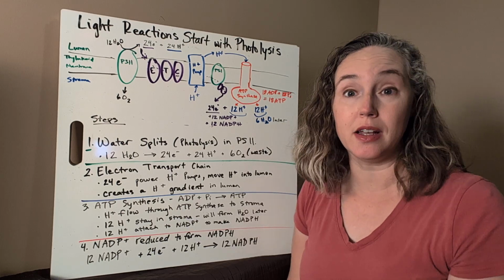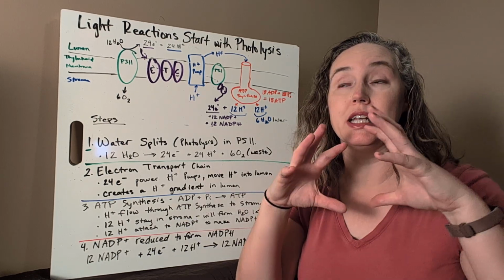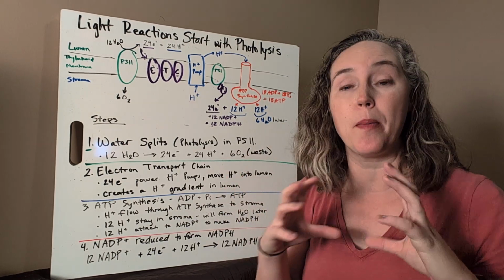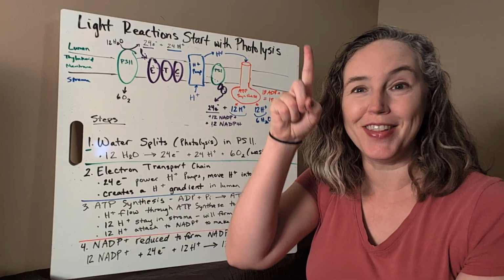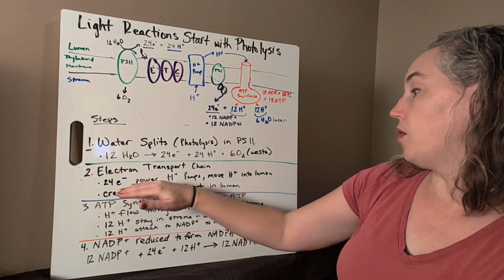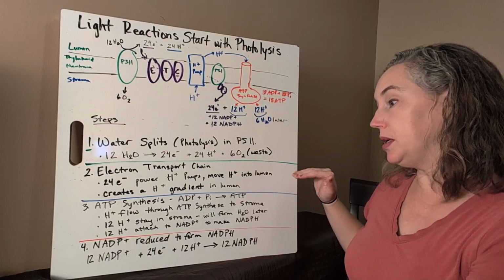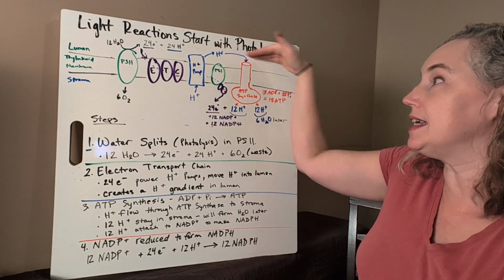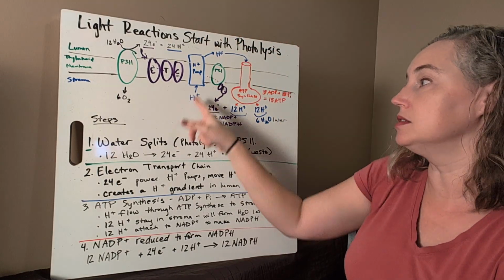If you want a detailed description of the structure of the chloroplast and what happens in all the parts of it, check out this video. So protons are moving to the lumen. We've got a proton gradient building up here.